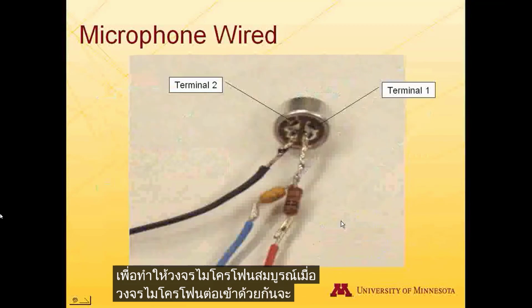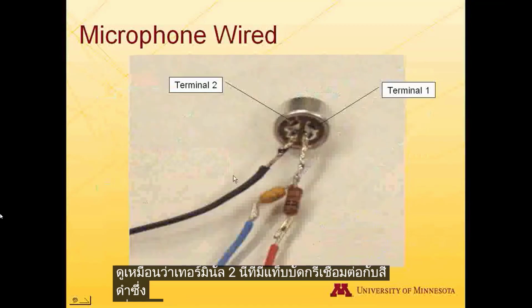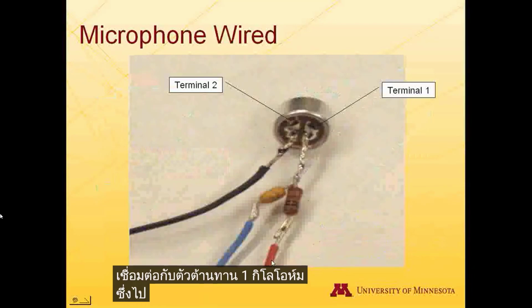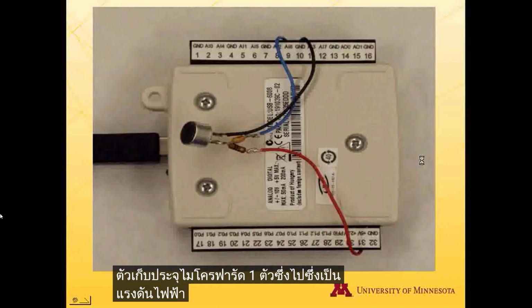When the microphone circuit is wired together, it'll look like this. Terminal 2 with the solder tabs is connected to black, which is connected to ground. Terminal 1 is connected to the 1 kilo ohm resistor, which goes to plus 5 volts, and the 1 microfarad capacitor, which is the voltage we're going to measure.